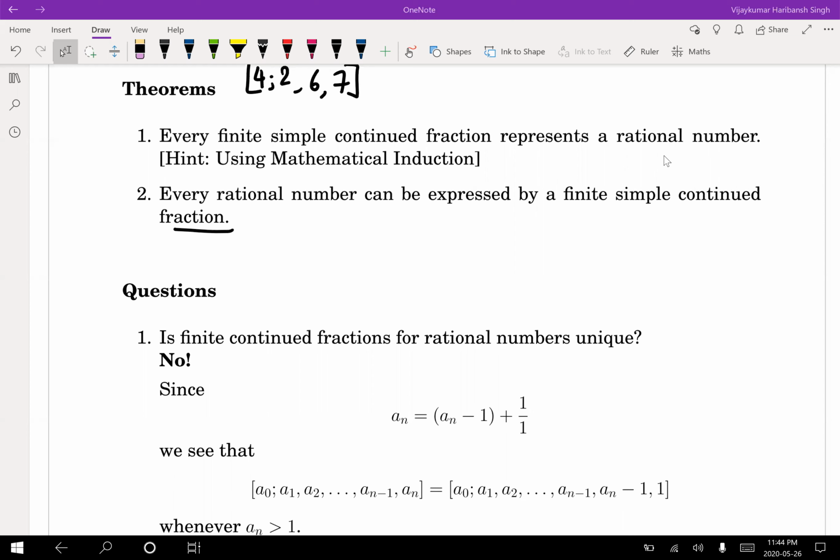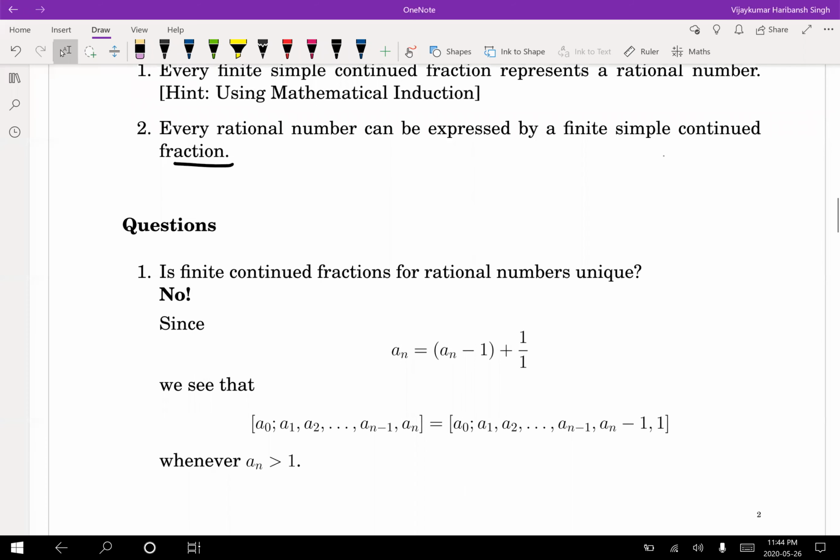Then the next question we should ask is the following. Since finite simple continued fractions represent rational numbers, is the continued fraction for every rational number unique? And the answer is no. There are two representations. The idea is you can write the last an as an minus 1 plus 1 upon 1. So you can basically have two representations for a rational number.